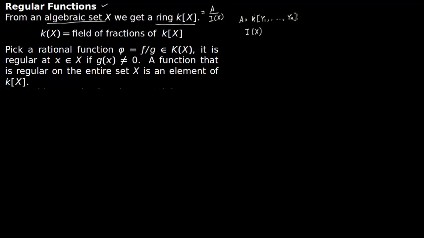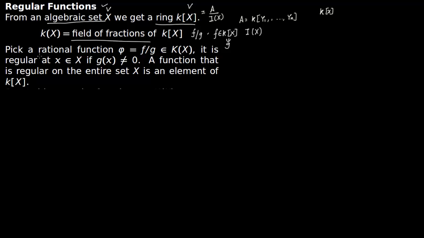So do not confuse this with this ring, this K of small x. If it is confusing, you replace this capital X with V, because algebraic set is just V. So once you have this ring, then you can form a field of fractions of K of X. So field of fractions just looks like f by g, so rational functions where f is in K of X, and g is also in K of X.